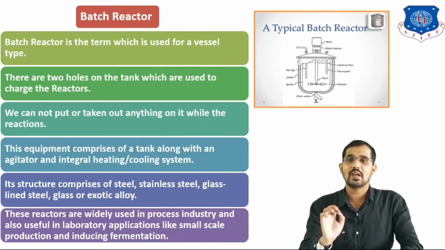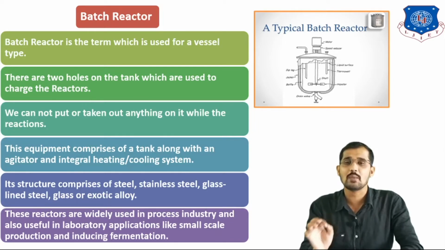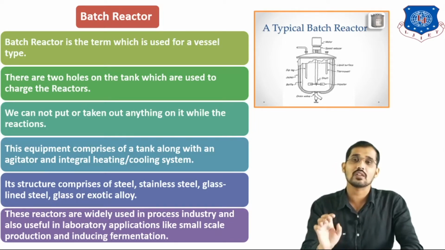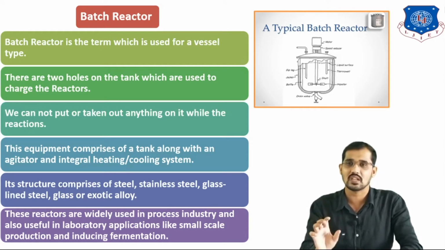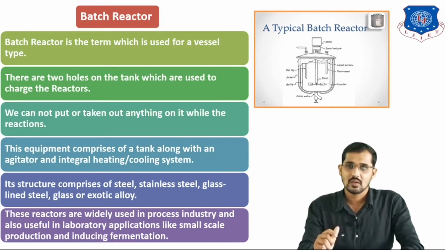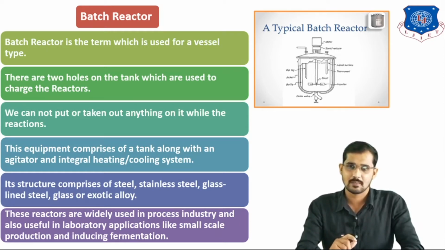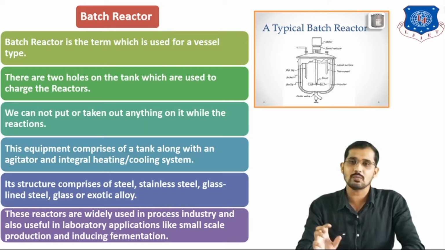These reactors are widely used in small scale industries or process industries or at lab scale level, or I can say for research purposes batch reactors can be used, because in a batch reactor we are using uniform temperature and composition throughout the reactor. Okay, and it is a time consuming process. That's why we can use this process at the lab level or for small scale industries. Okay, so these are the important points of the batch reactor.